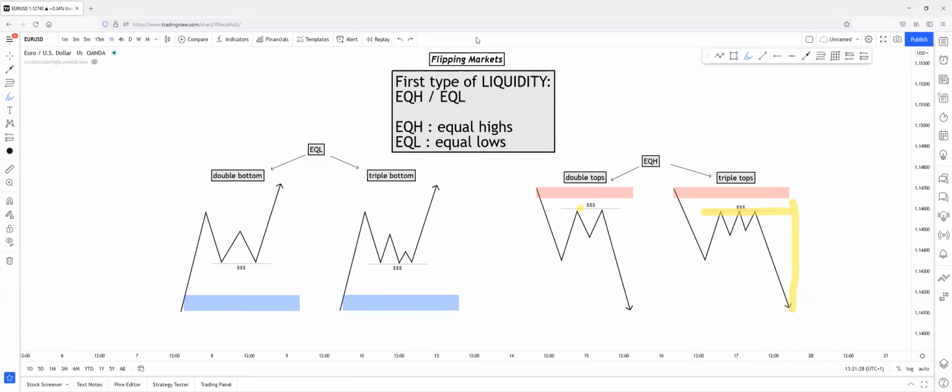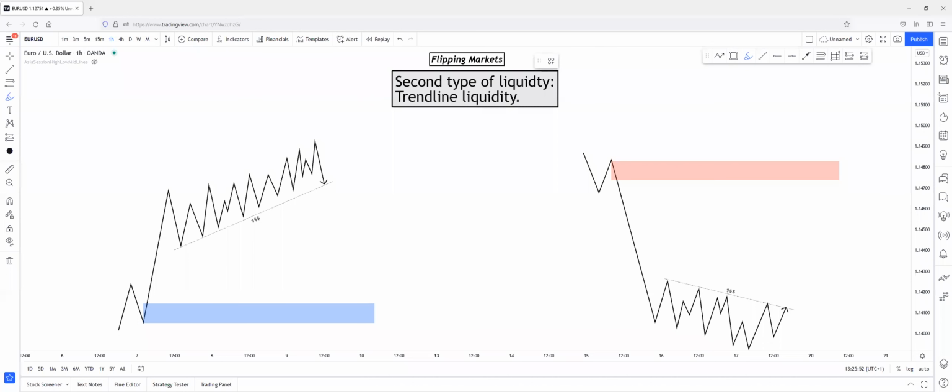Okay, let's hop into the next scenario. Okay, that's your second type of liquidity, which is the trendline liquidity. We have the same scenario, price is moving in an uptrend, creating series of higher highs and higher lows. Price mitigated this demand zone here.